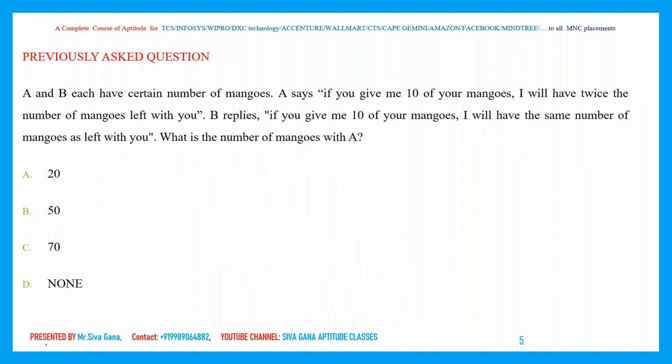Now, A and B each have a certain number of mangoes. A says, if you give me 10 of your mangoes, I will have twice the number of mangoes left with you. B replies, if you give me 10 of your mangoes, I will have the same number of mangoes as left with you. What is the number of mangoes?